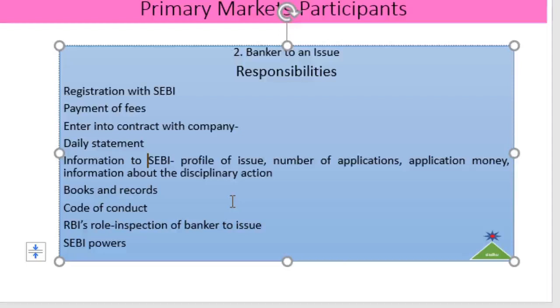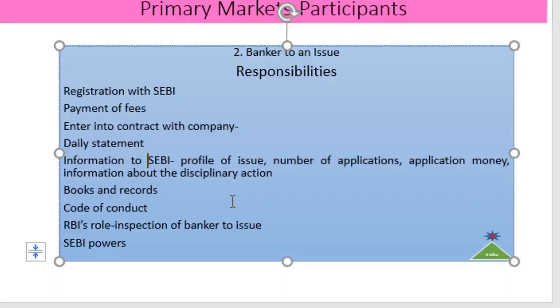Then another responsibility is that they need to keep the books and records. That is, books of accounts, records and documents pertaining to all matters regarding which the banker may be required to submit details to SEBI shall be maintained by the banker. That is, the banker needs to keep the documents, books and records regarding the functioning of or information of the issue of shares and debentures.